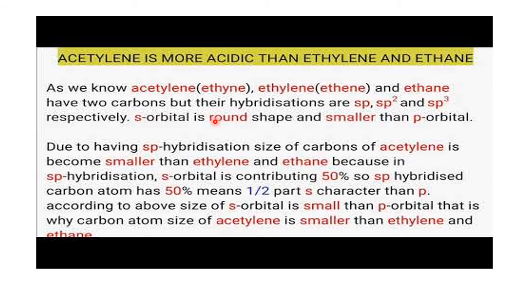The s orbital is round in shape and smaller than the p orbital. Due to sp hybridization, the size of the carbon of ethyne becomes smaller than in ethene and ethane. That means the s character is more in ethyne. So in ethyne it is 50%, whereas in the other cases it is less than 50%, because in ethyne only two orbitals are there. Out of two, the contribution of s is half, 50%.